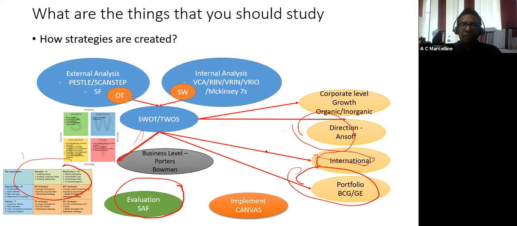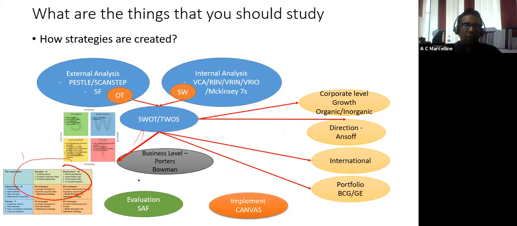So this is just a brief of how the strategy should be worked on, or how the strategy should be created. And this is what you'll be learning in your syllabus, what we have set out. Okay, so you need to take this into consideration. Right, let's move on to the case now.